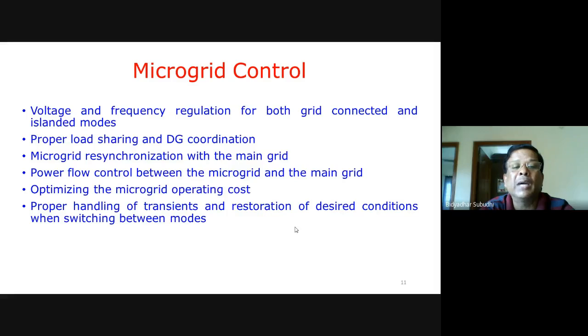And we need to establish a control that facilitates resynchronization of the microgrid to the main grid, and also power flow control between the microgrid and the main grid, and also minimizes the operational cost of a microgrid, and also handles the transients and restores the desired conditions when switching between different modes, that is, when the island and grid-connected mode transitions occur.